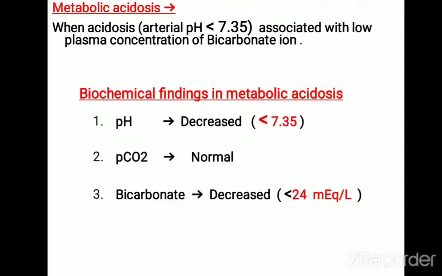So what is metabolic acidosis? In any type of acidosis, the arterial blood pH should be less than 7.35. Here bicarbonate represents the alkali, whereas carbon dioxide represents acid. So here the acidosis is due to low plasma concentration of bicarbonate ion, and then it is known as metabolic acidosis. So what are the biochemical findings seen in metabolic acidosis? The pH should be less than 7.35 and the bicarbonate concentration should be less than 24 milliequivalent per liter. 24 milliequivalent per liter is the normal bicarbonate concentration. Here the carbon dioxide concentration is normal. Then that condition is known as metabolic acidosis.